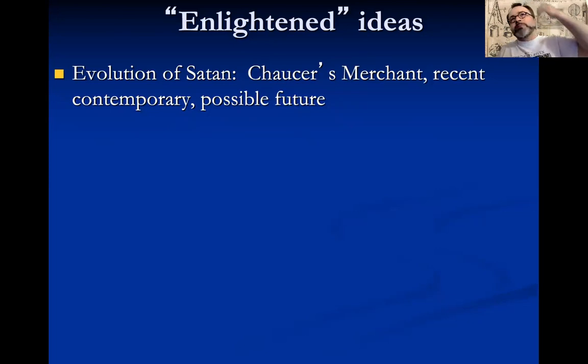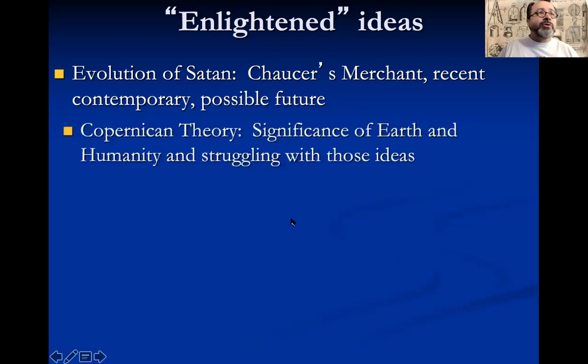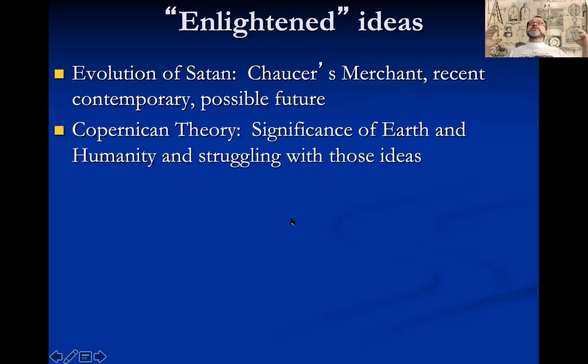And I want you to keep in mind what Satan might become, okay? I bring this up again because we're now in the time of Milton, that other image that I showed you. Copernican theory: this is when the scientific revolution happens. That's part of why it's called the Enlightenment or the Age of Reason. So Copernican theory wasn't invented during this time. Copernicus was much earlier than this.